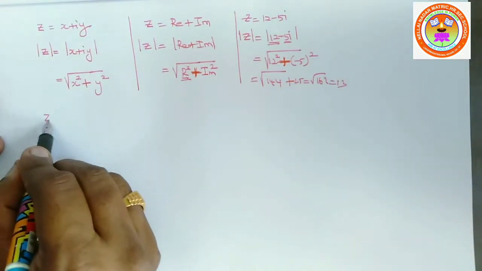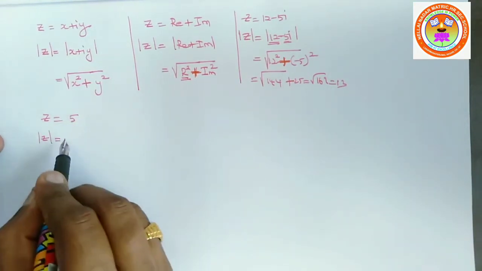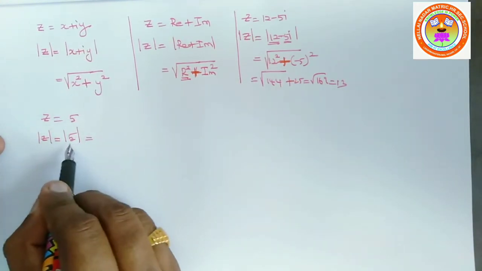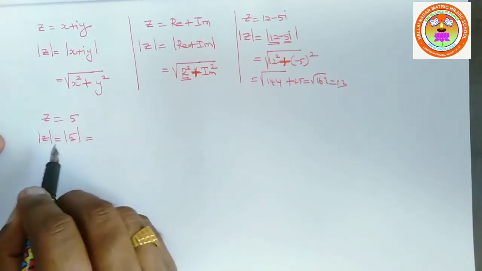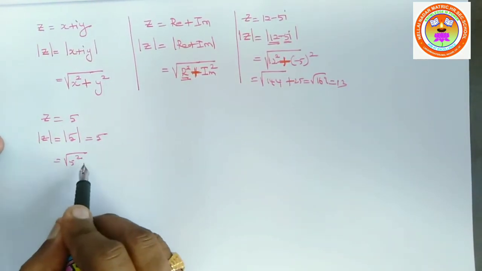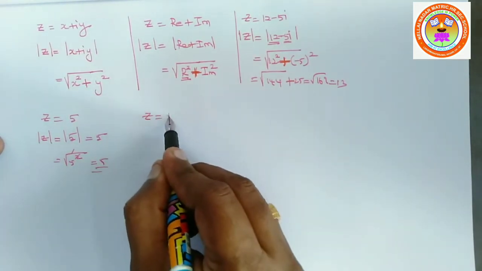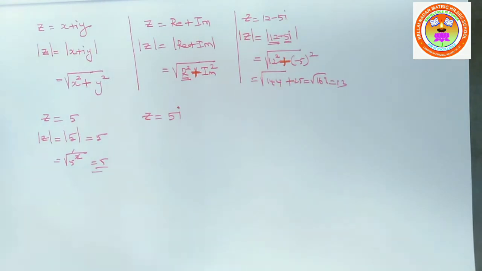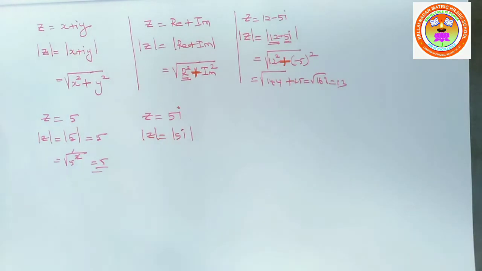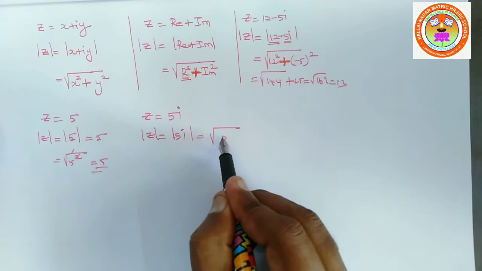Suppose z is equal to 5. Only the real part is present. What will be the modulus of z? Modulus of z is equal to modulus of 5. Modulus of 5, we can write the answer straight away. Without using real square plus imaginary square, we can write straight that the answer is nothing but 5. If we want real square also, it is 5 square; square cancels, once again 5. But suppose z is equal to 5i is present. So modulus of z is equal to modulus of 5i. So what is the answer going to be? Real square is absent, only imaginary square is present. 5 the whole square.